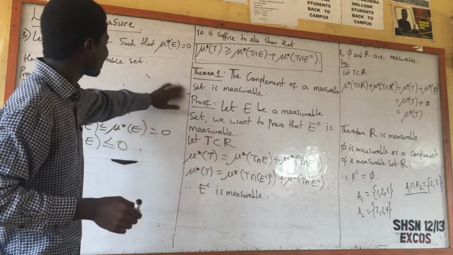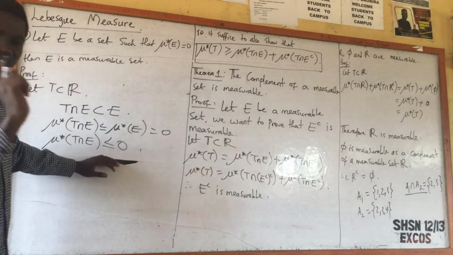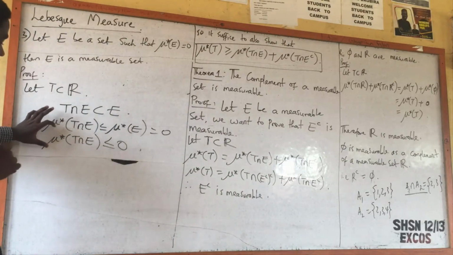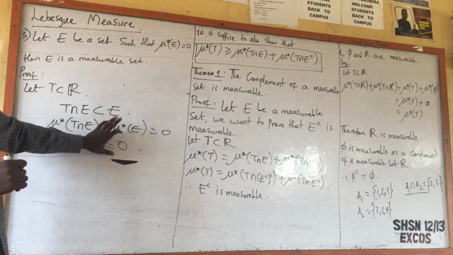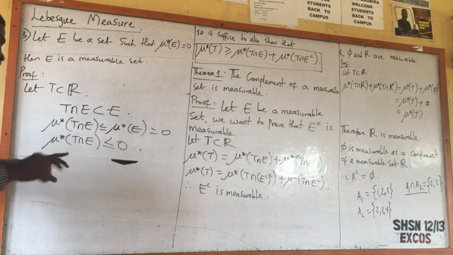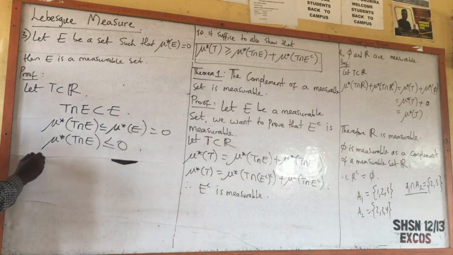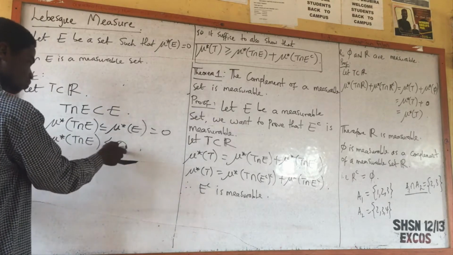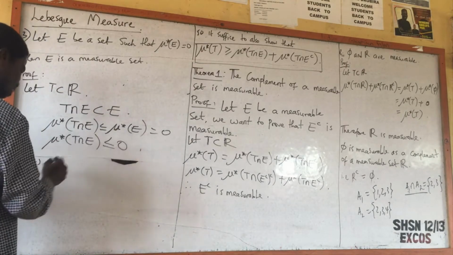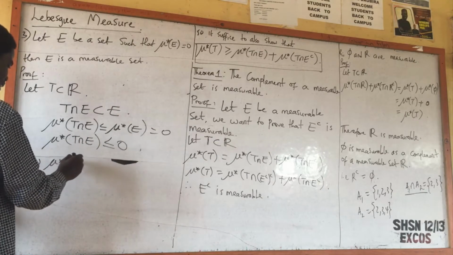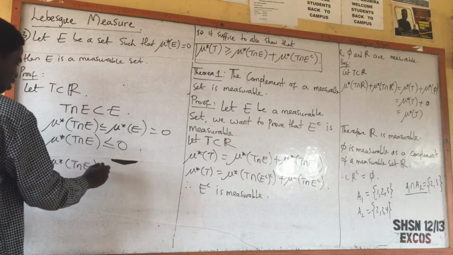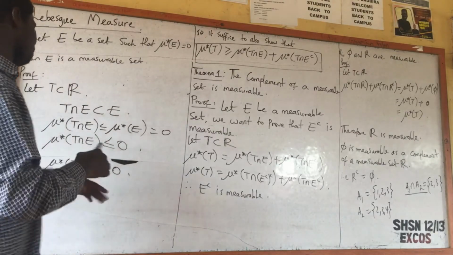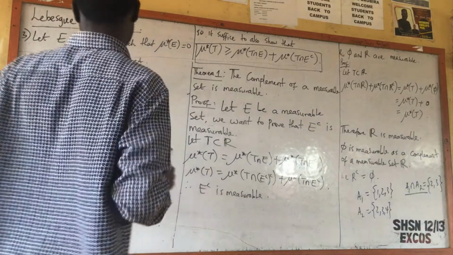So the outer measure of a set can never be negative. Since the outer measure of T intersection E is less than or equal to 0, it has to be 0, because it can never be negative. Outer measure is never a negative value, so it has to just take 0. It can never be less than 0. So the outer measure of T intersection E will obviously be equal to exactly 0. That's what we are going to have.